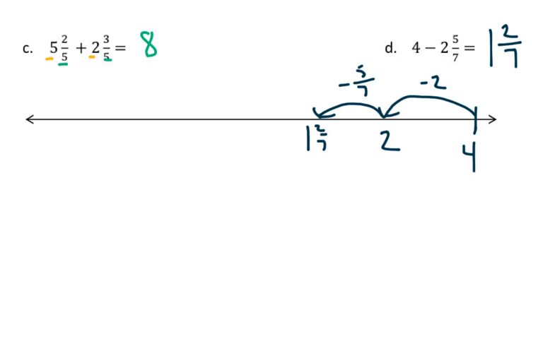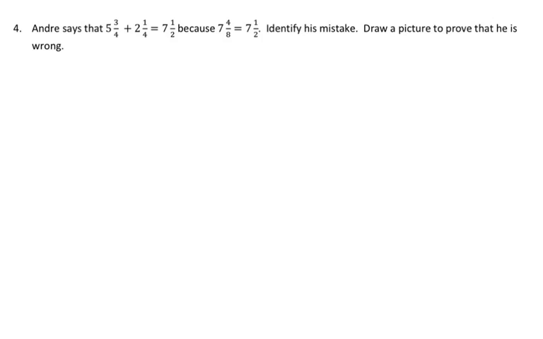Okay, and the next problem we're going to do is number 4 from the homework, and it reads, Andre says that 5 and 3/4 plus 2 and 1/4 is equal to 7 1/2 because 7 and 4/8 is equal to 7 1/2. Identify his mistake, draw a picture to prove that he is wrong. So we're going to go ahead and do this one on the number line as well. And I already know that Andre is wrong because we're trying to look for his mistake. So we're going to start at 0.